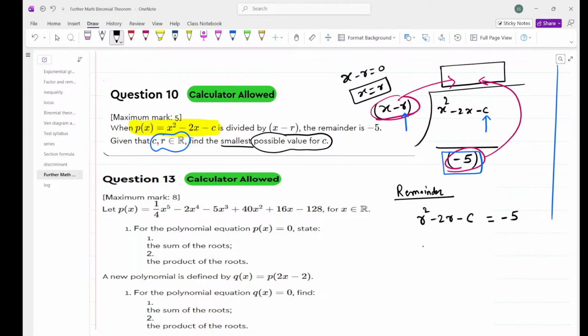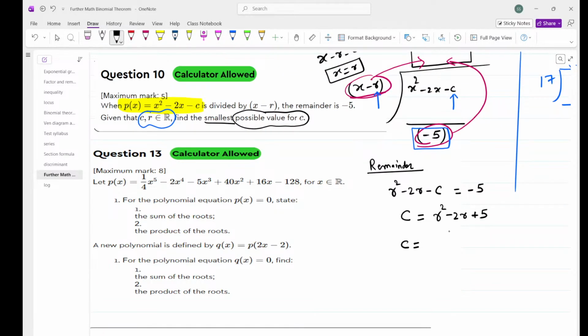Okay, now we have to work for c. c is my target, so make c the subject first. I moved c to the other side, so r squared minus 2r plus 5, right?